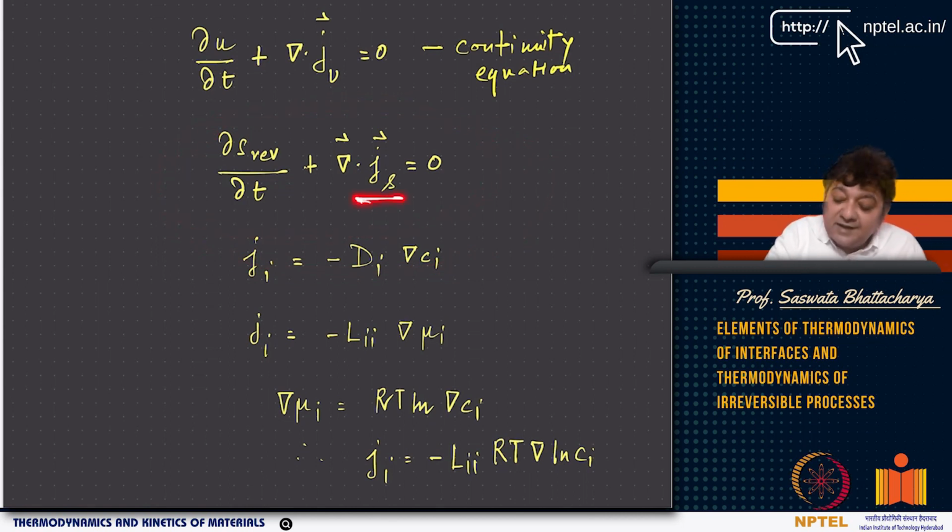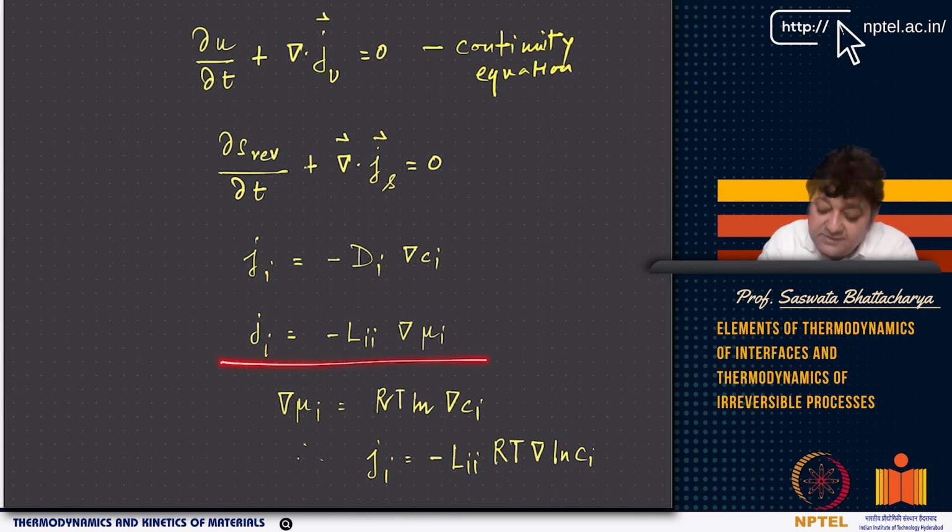And this is the entropy flux, right? Now the flux can also be written like Fick's law, right? This is called Fick's first law. J is proportional to grad C, the composition gradient. But in general, as you see from Onsager, flux is proportional to force. Grad C is not the driving force, but grad mu is the driving force, because mu is energy. So according to Onsager, this is a more fundamental relation.